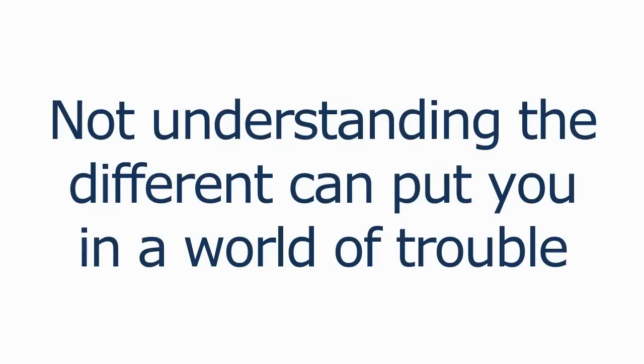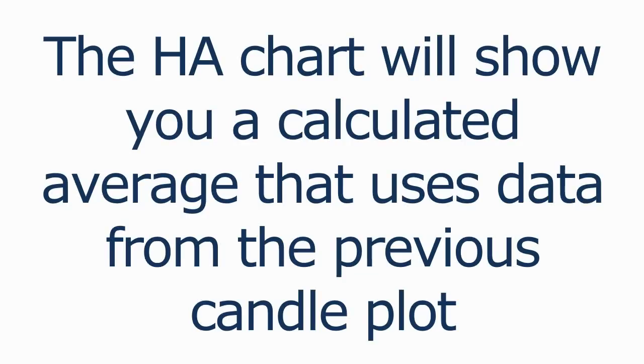So without understanding that there is an actual difference in price between the bar chart or a candlestick chart compared to your Heikin Ashi chart, well, that could have you entering trades that you would not if your chart was up to date. So remember, the Japanese candlestick chart or the bar chart is going to show you the exact price of the instrument. The Heikin Ashi chart, the HA chart, is going to show you a calculated average that uses data from the previous candle plot.